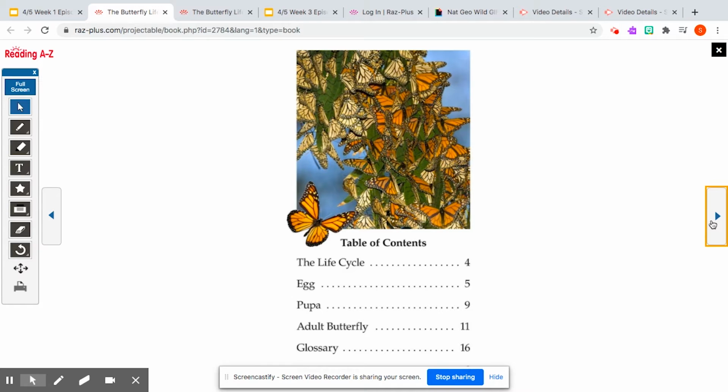The book offers us a table of contents. In it, it offers the life cycle on page 4, egg 5, pupa 9, adult butterfly 11, and a glossary on page 16. Are you getting a clue as to what type of book this is?